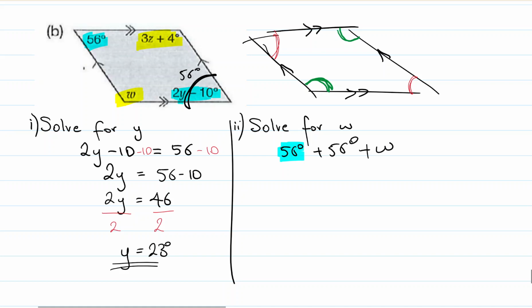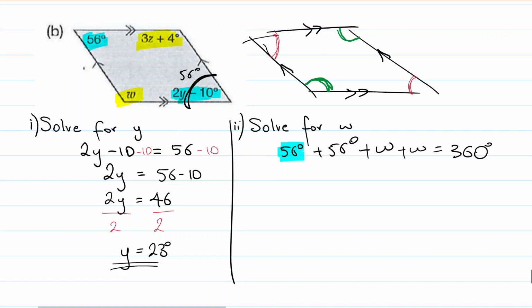plus w plus another w should equal 360. So basically I'm saying all of those should equal 360. Alright? So imagine all those angles, if I add them together, they should add up to 360.